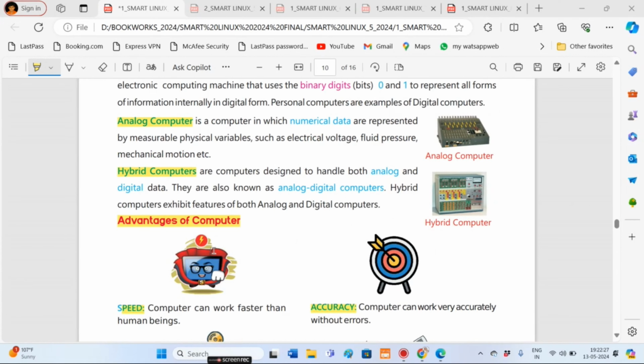Next is analog computer. An analog computer is a computer in which numerical data are represented by measurable physical variables such as electrical voltage, fluid pressure, mechanical motion, etc. So an analog computer is a computer in which the numerical data are represented by measurable physical variables such as electrical voltage, fluid pressure, etc. Hybrid computers. Hybrid computers are computers designed to handle both analog and digital data. They are also known as analog digital computers. Okay, it is a combination of analog and digital data.